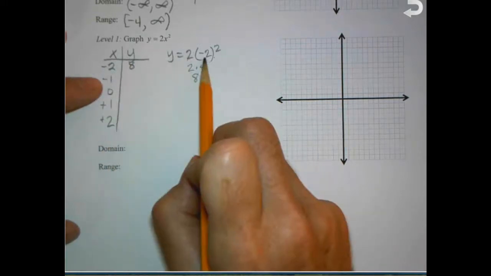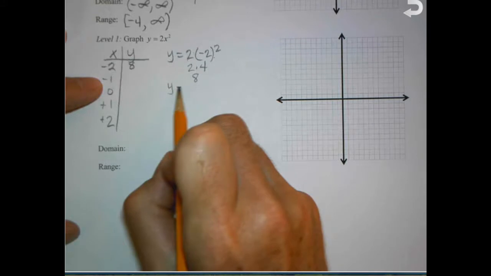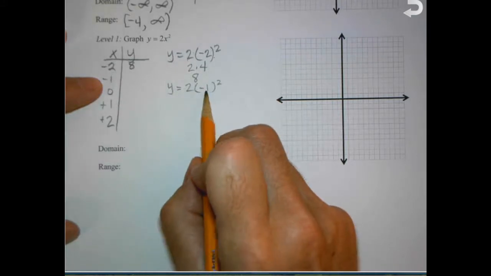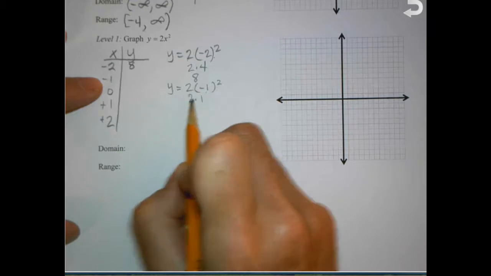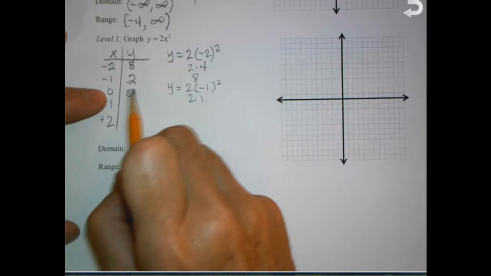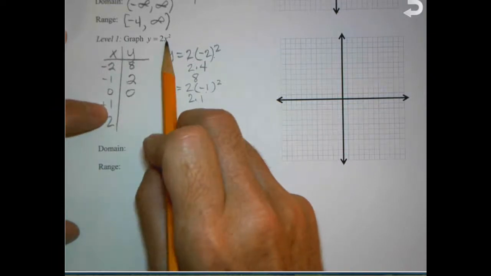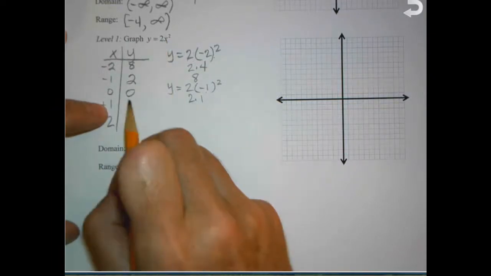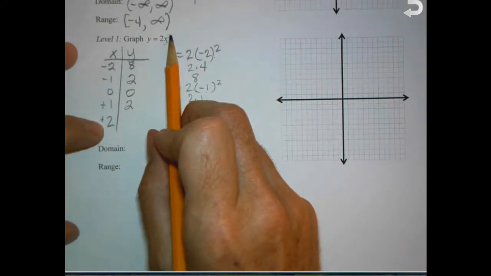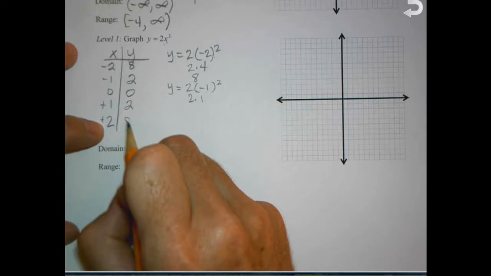And negative 1, negative 1 quantity squared will be a positive 1 times my 2, so I'll have a 2 there. If I put in 0, that's just going to give me 0. And if I put in a 1, I'll square the 1, multiply by 2, so I have 2. If I put a 2 in there, it's 2 squared, or 4, times 2 is 8.